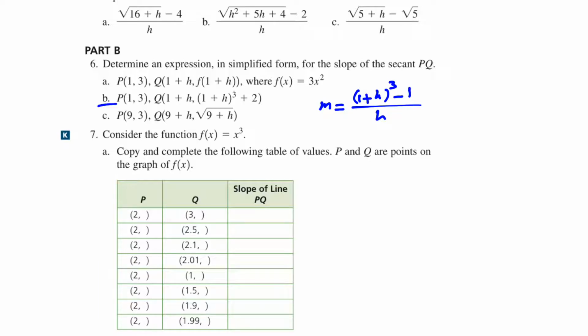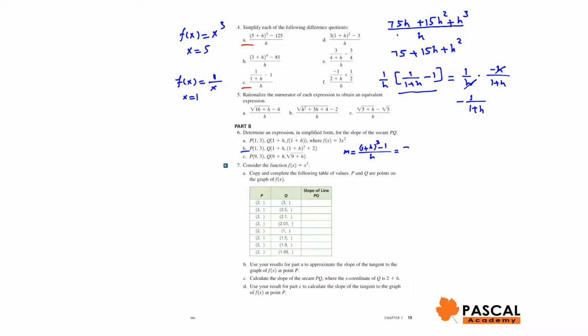If we expand (1 plus h) to the power of 3 and simplify it, we have 1 plus 3h plus 3h squared plus h cubed.